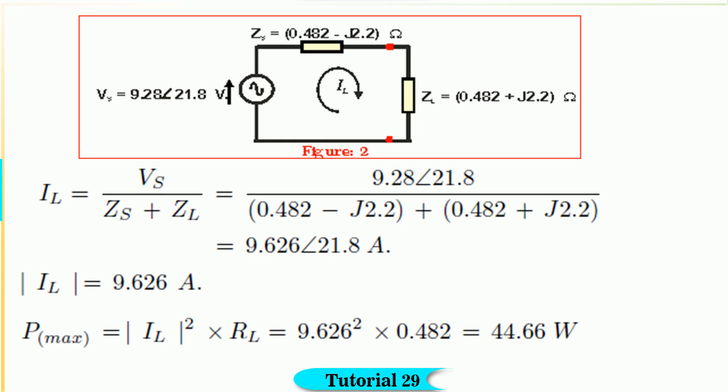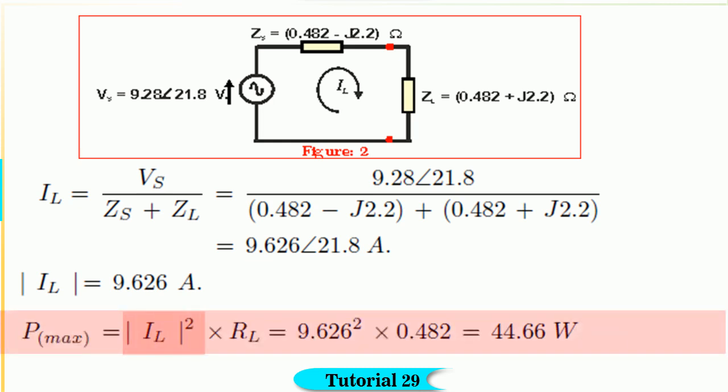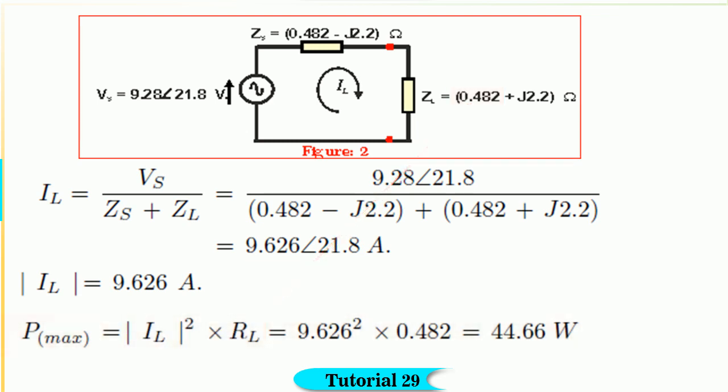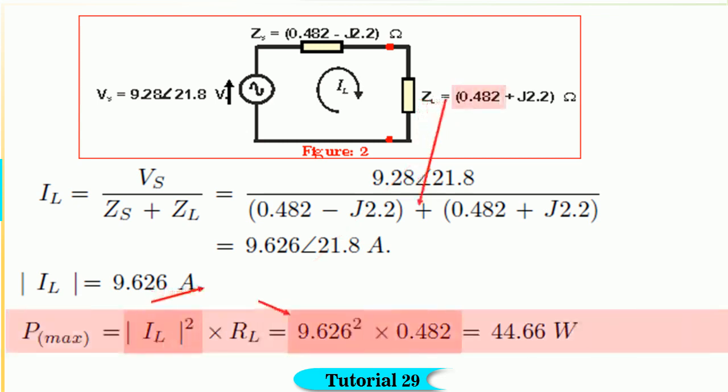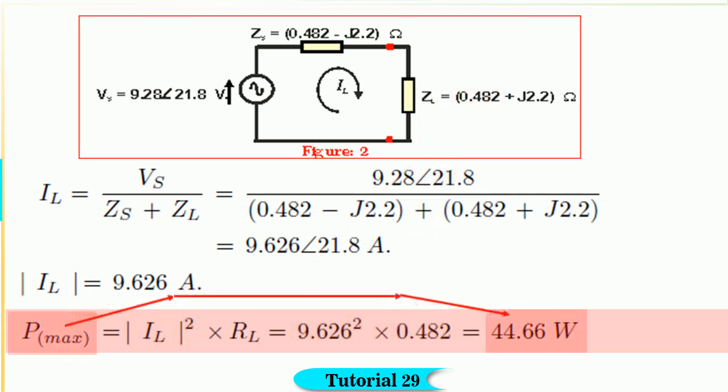But we know P max is equal to mod of IL squared into RL, and note here that we have to choose the resistance part of the load only to find P max. Therefore, by substituting the values, we get P max is equal to 44.66 watt.